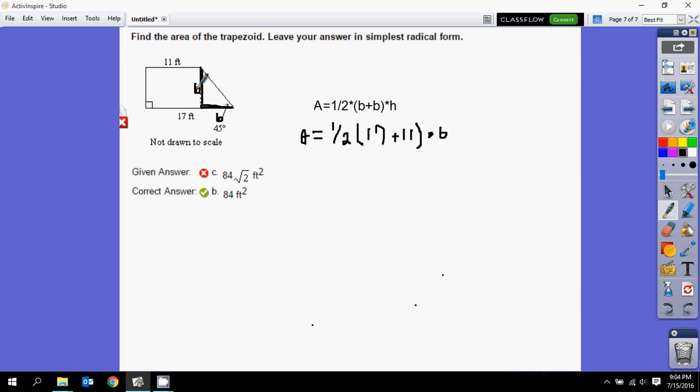So now I've got 1/2 times, we already knew the bases, added together are 28, times the height of 6. So I've got 1/2 times 28 is 14, times 6 gets you to 84.